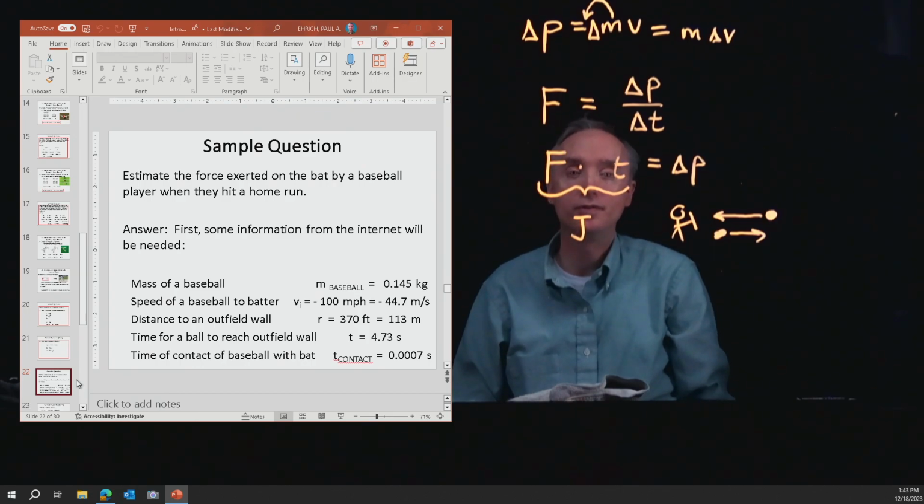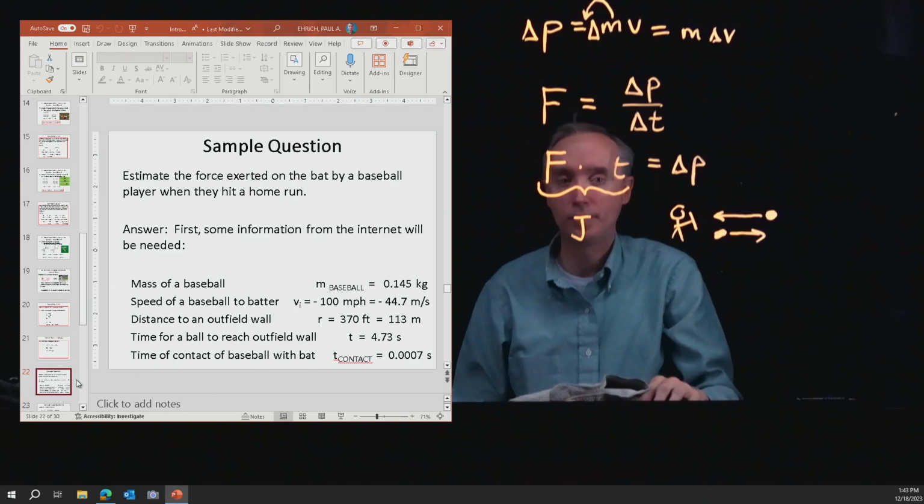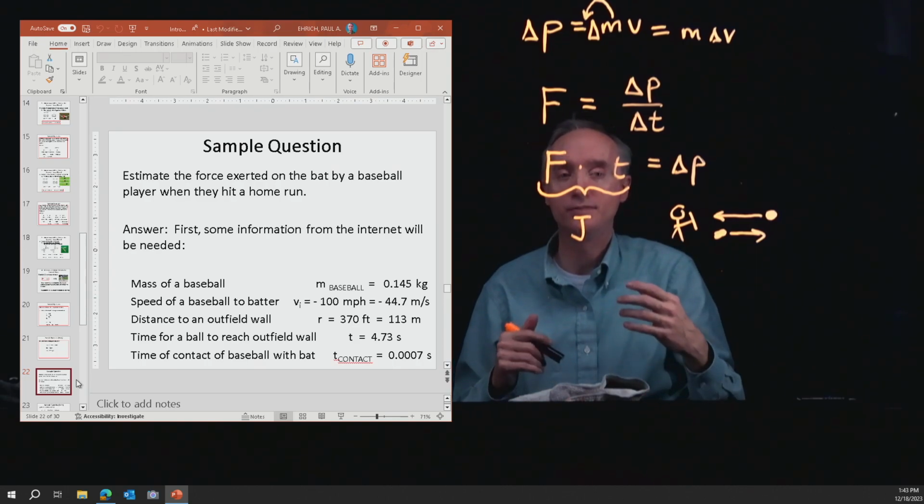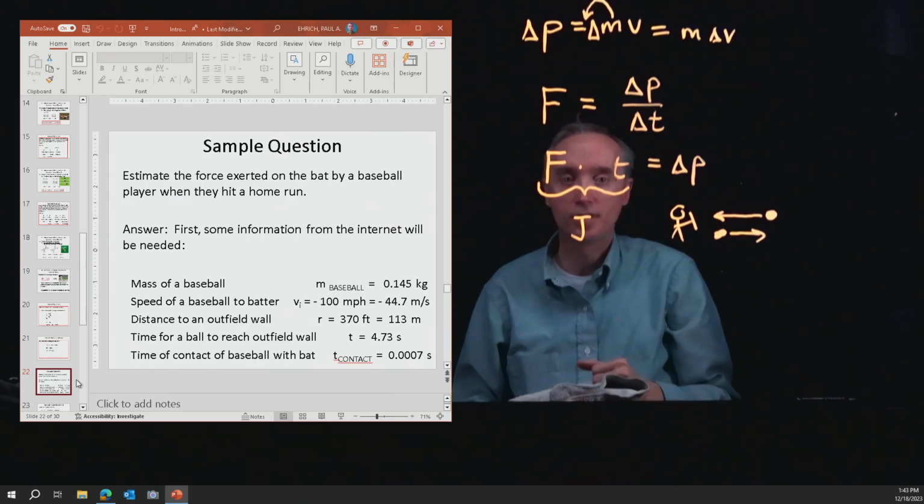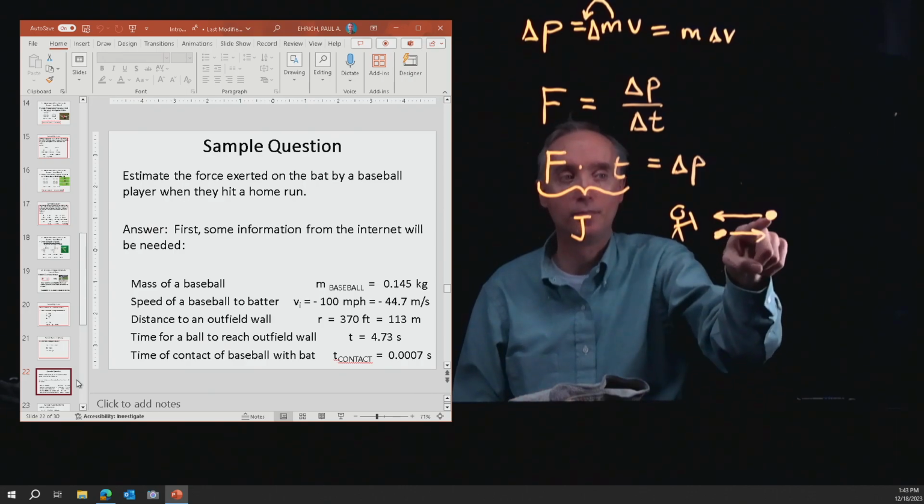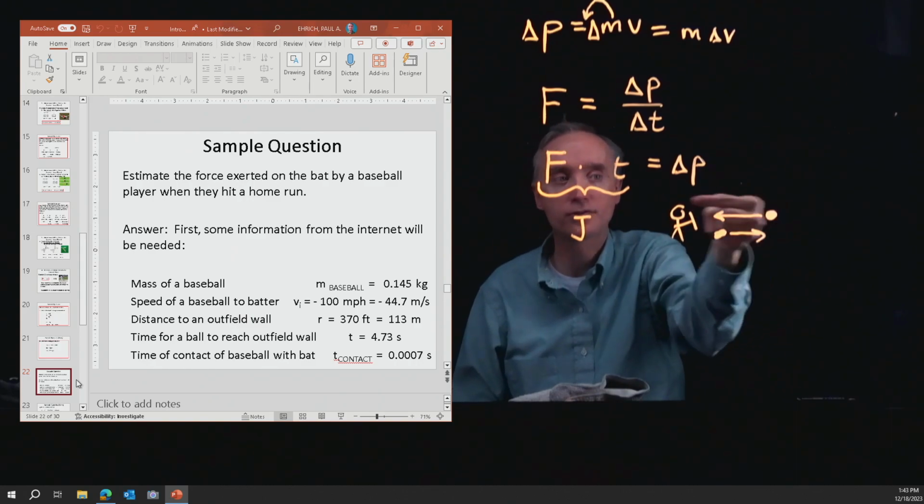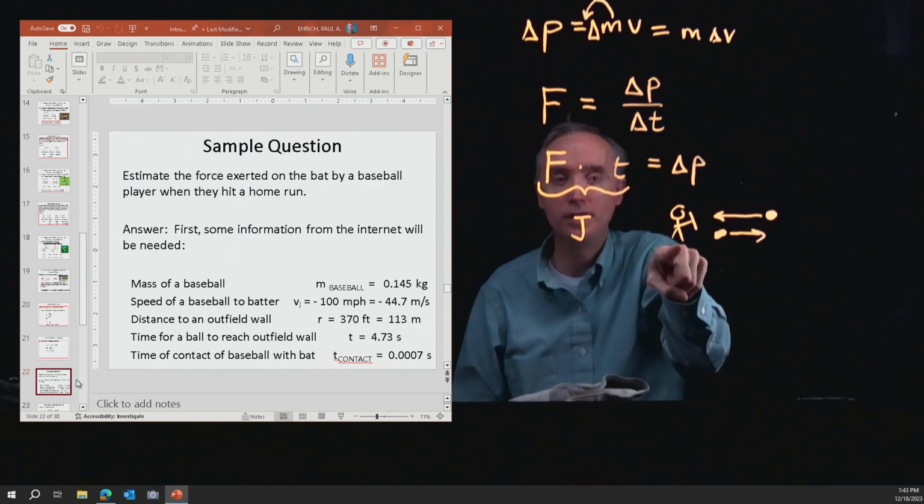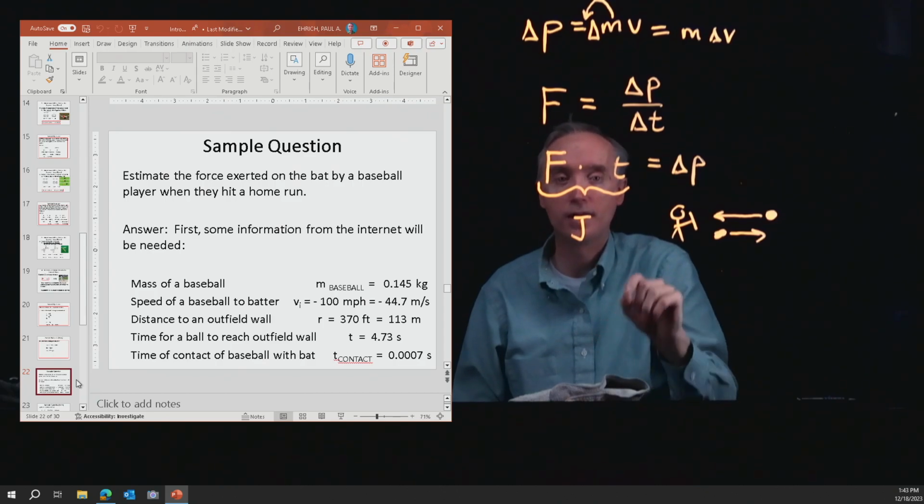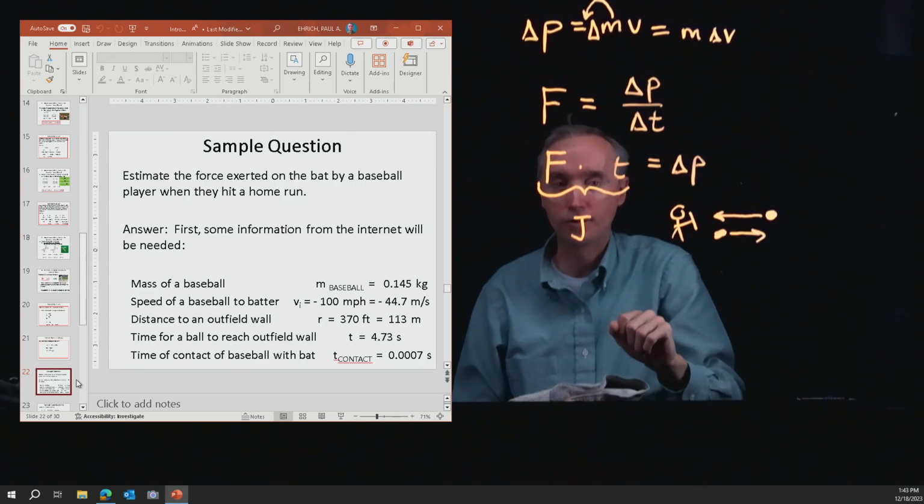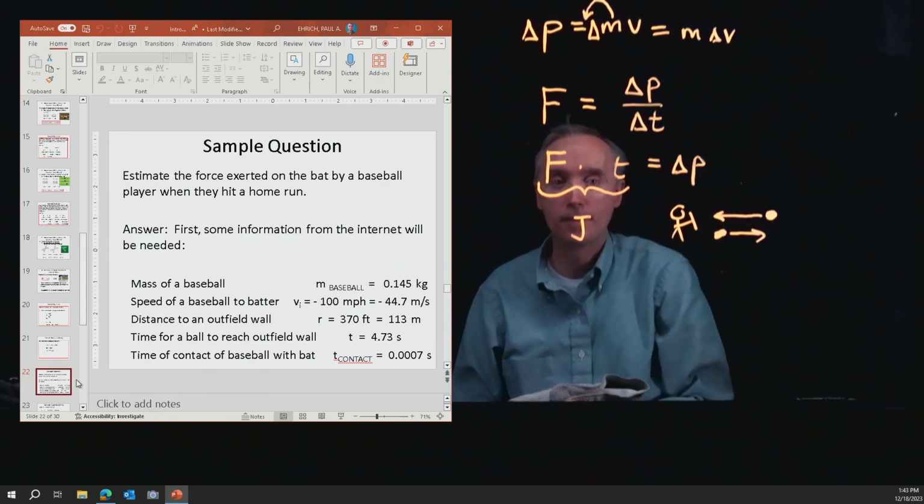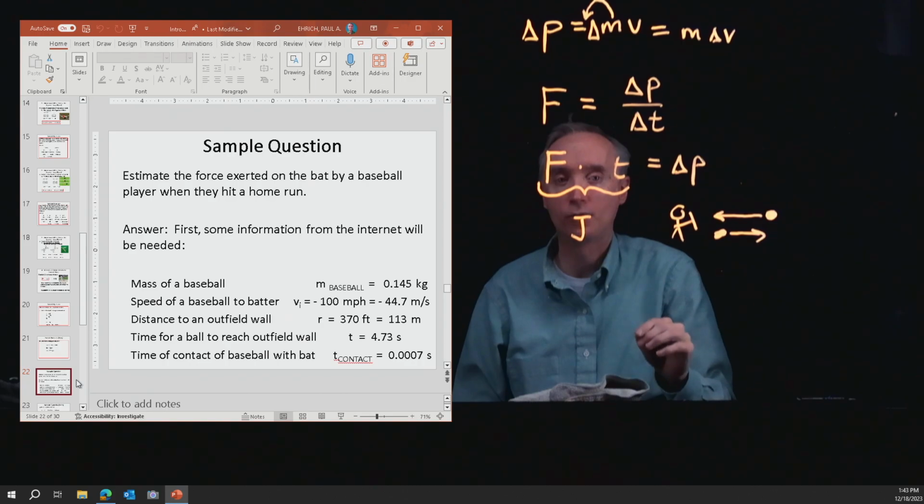So first I went to the internet and I found out that the mass of a baseball is 0.145 kilograms. Okay, then I found out what is the speed of a fastball. So I assumed a 100 mile per hour fastball. So the ball is initially going in this direction towards the batter with a speed of 100 miles per hour. And notice I used negative because it's going this way. And so that turns out to be negative 44.7 meters per second.